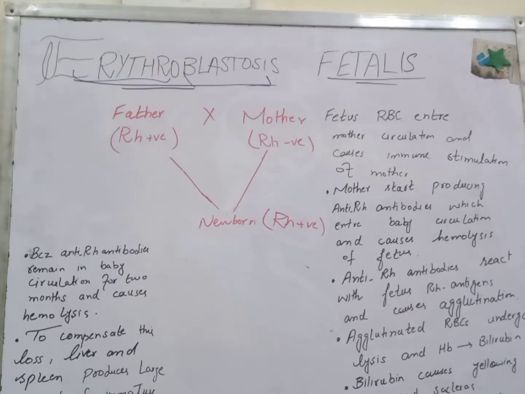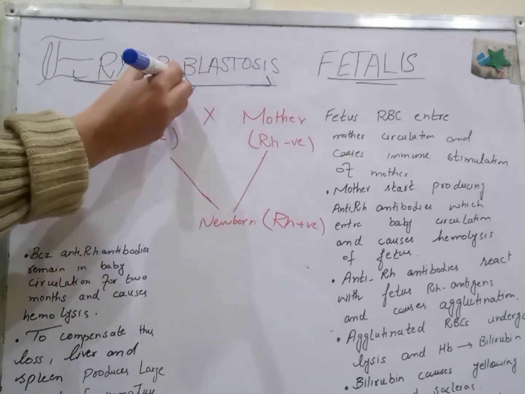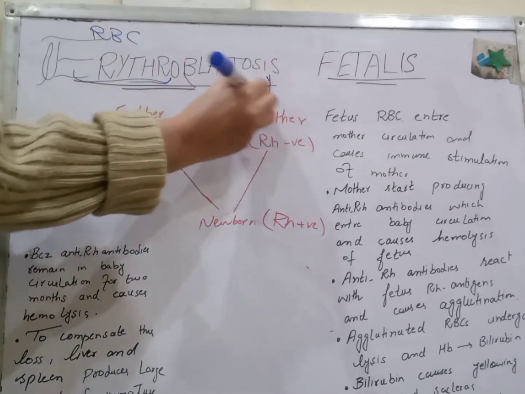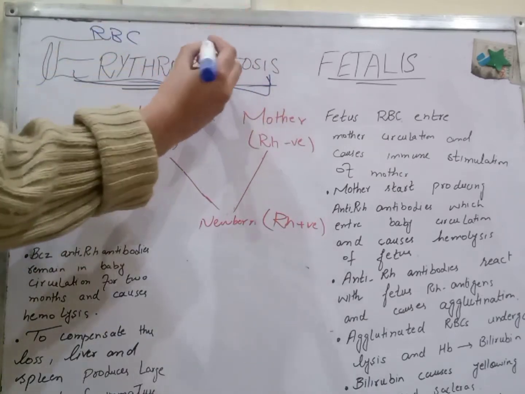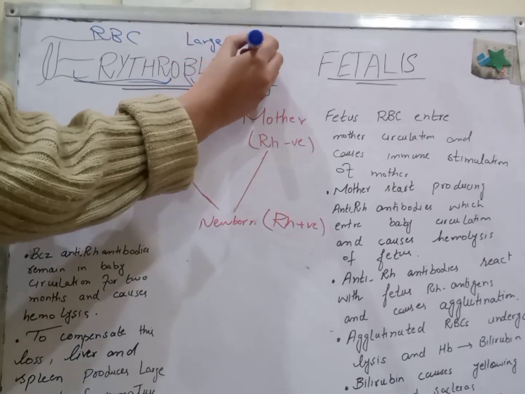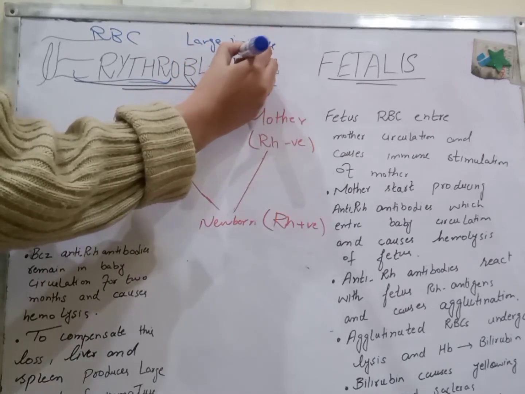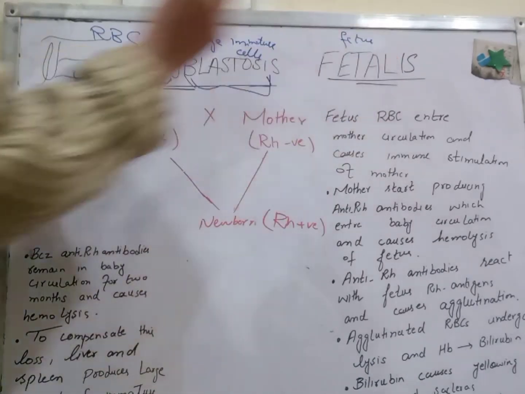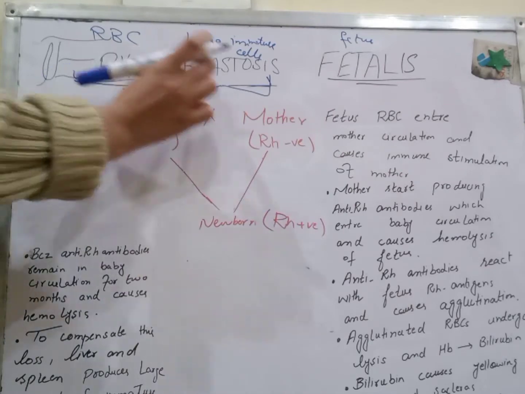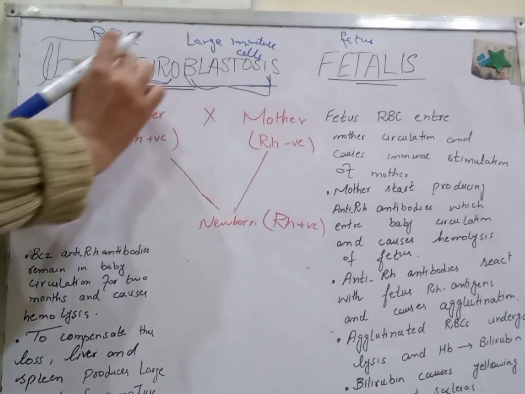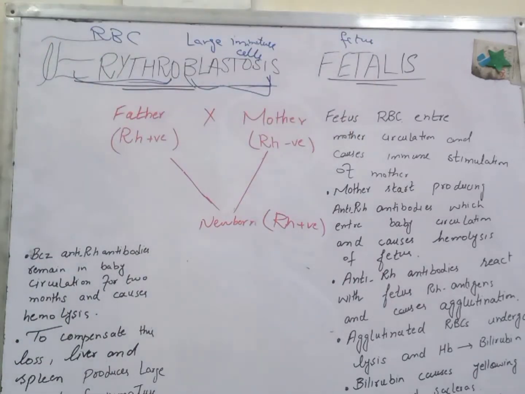First of all, we will go through what is meant by this word. So this word is erythroblastosis. The word erythro means RBCs and blastosis means that there are large immature cells, and fetalis means fetus or related to fetus. So erythroblastosis fetalis means the disease of RBCs of the fetus.